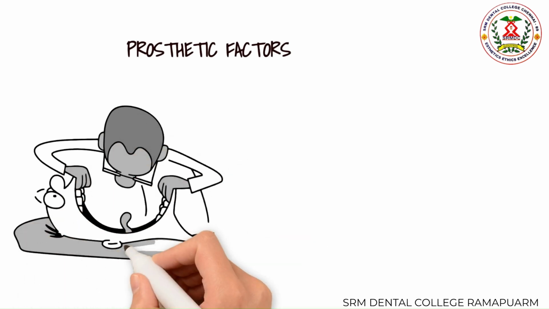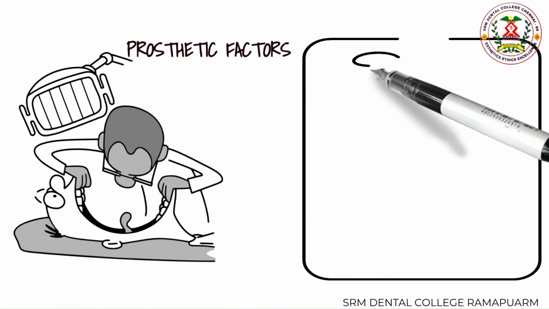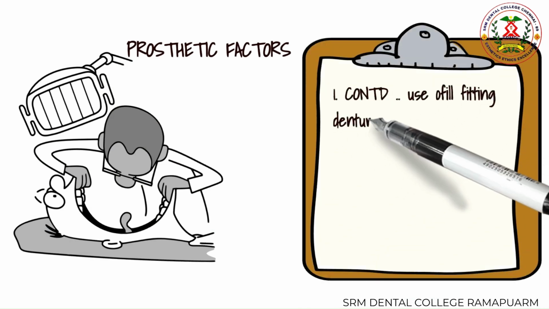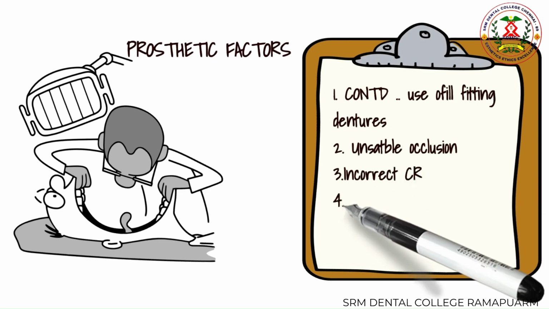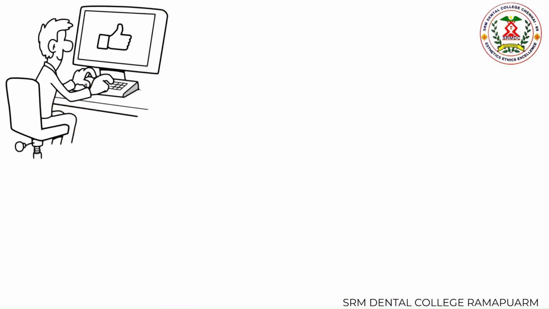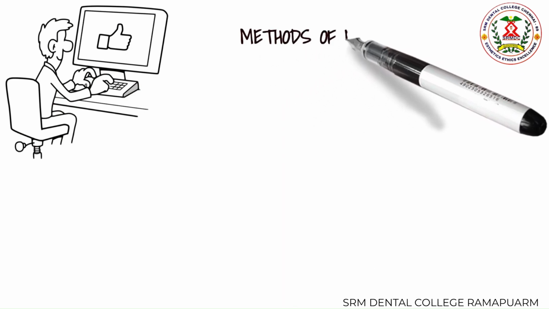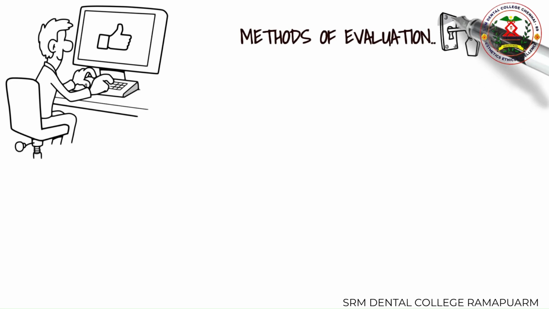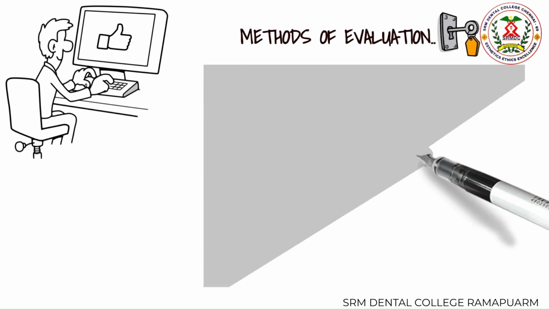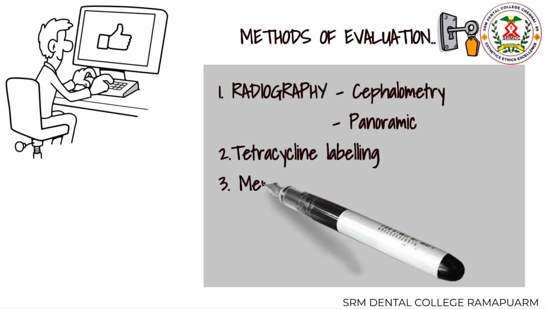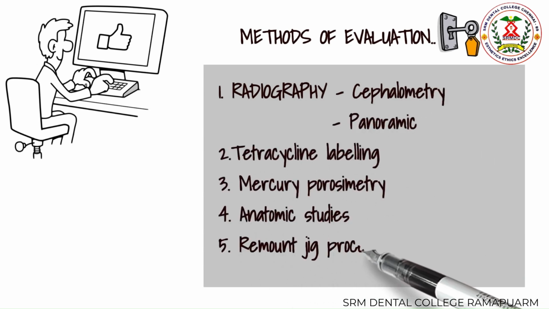They start with intensive denture wearing or long continued use of ill-fitting dentures, use of extended dentures, excessive stress resulting from artificial environment, unstable occlusal condition, and also incorrect centric relation record. Coming to methods of evaluation, how do we evaluate residual ridge resorption? One is radiographic methods such as cephalometrics and panoramic radiographs. Third is tetracycline labeling, mercury porosimetry, anatomic studies and rheologic procedures.